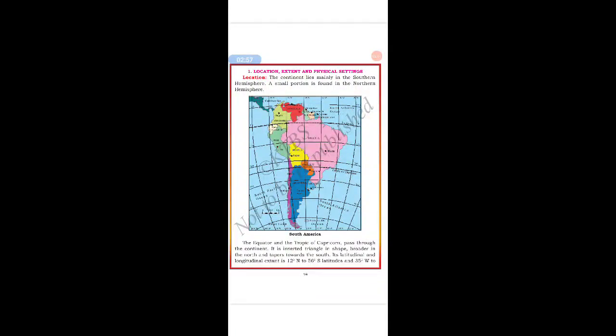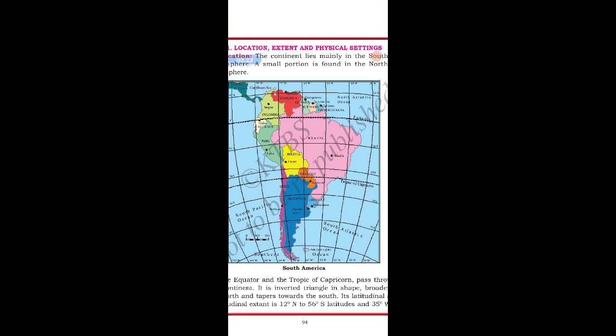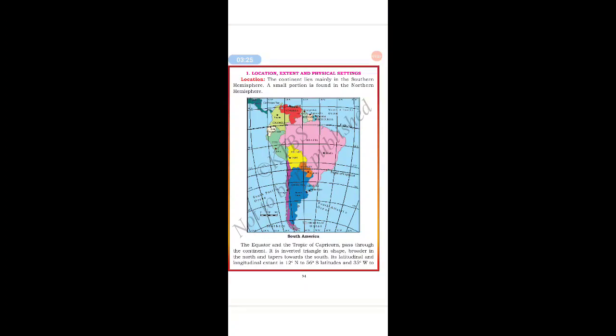Here is a map of South America. The equator and the Tropic of Capricorn pass through the continent. It is triangular in shape, broader in the north and tapering towards the south. Its latitudinal extent is 12 degrees north to 56 degrees south. Here students, you can see it is broader in the north, and it tapers towards the south.